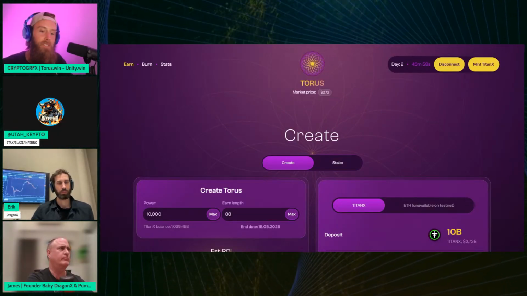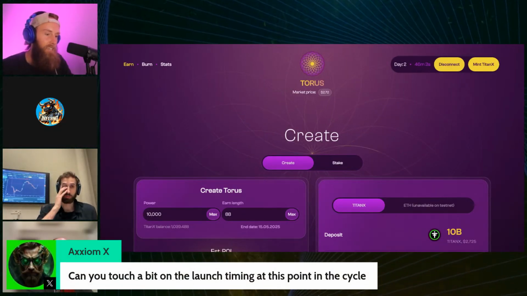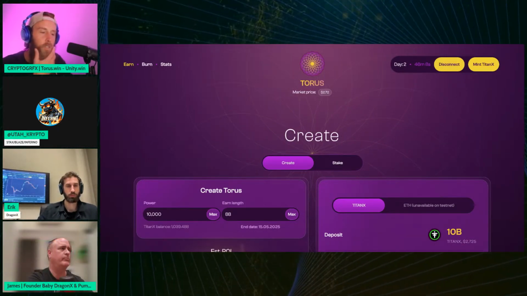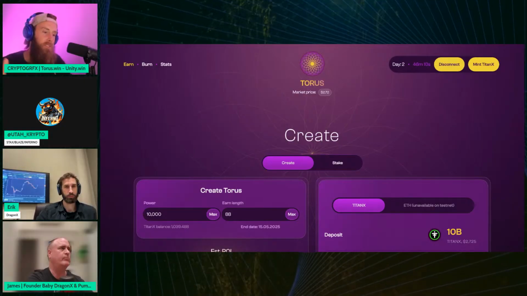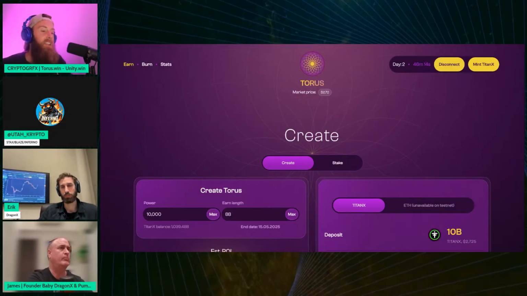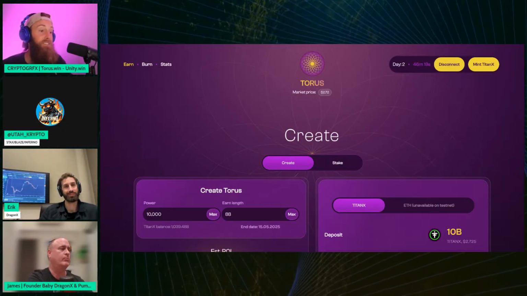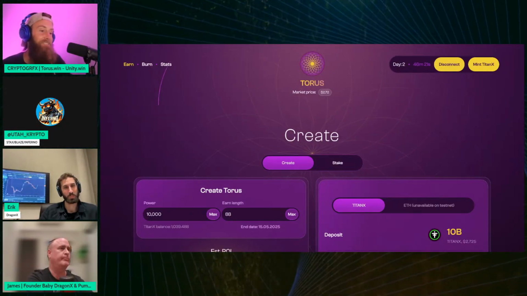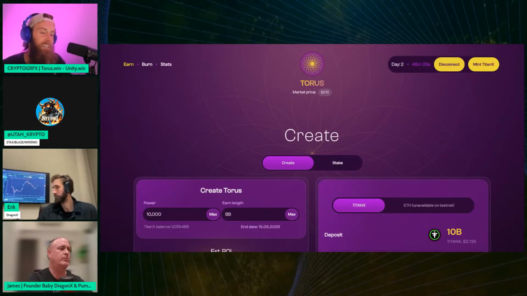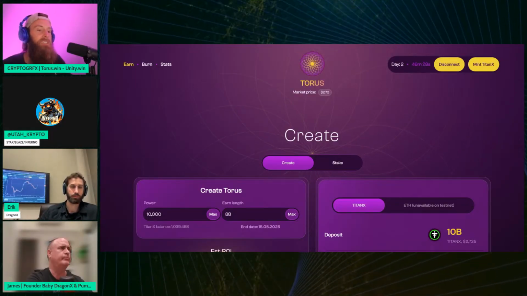So let me just touch on here. Axiom X has a question here. Can you touch a bit on the launch timing at this point in the cycle? I'm going to assume you're talking about just the timing of launch relative to the cycle here. Like I said, I can't say I timed it perfectly. If I could have timed it perfectly, I would have, but I can't take credit for that. It's really just been the way it's worked out. And if things keep going the way they're going, it's going to be absolutely perfect.